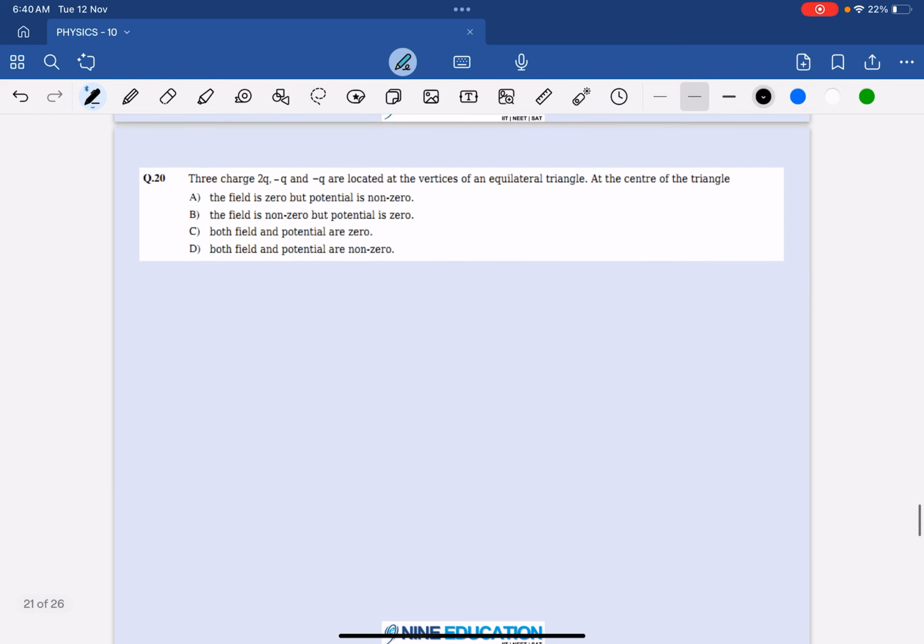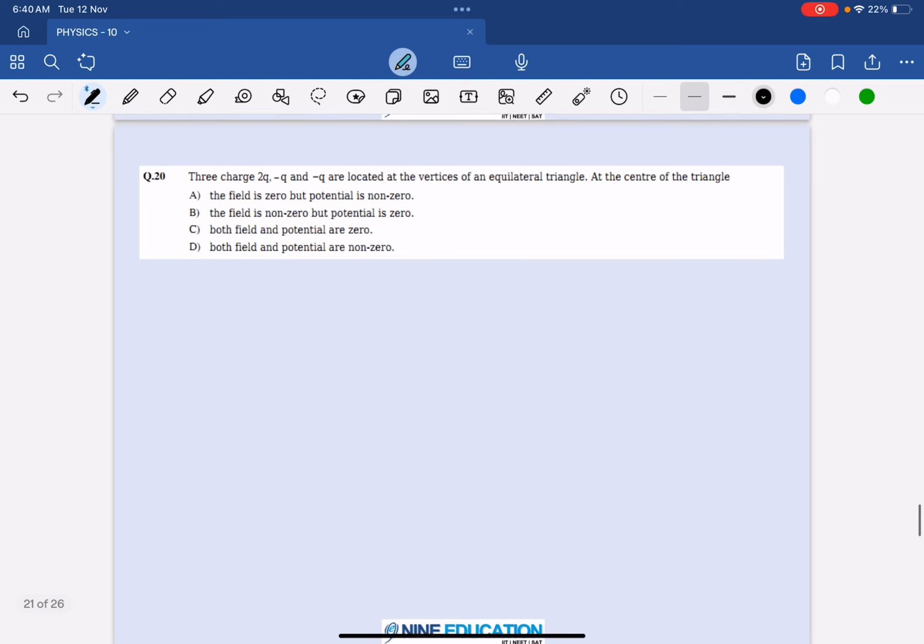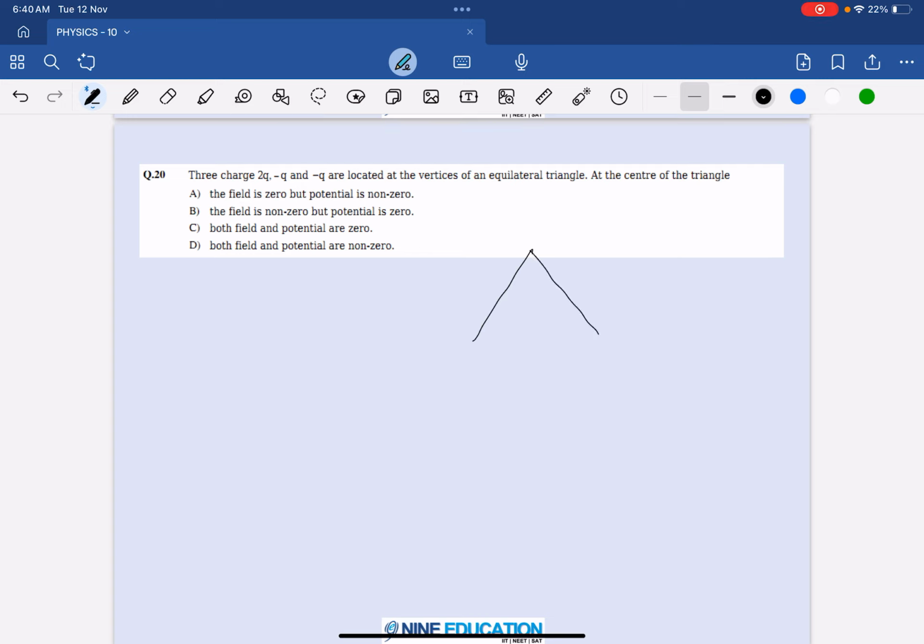What is question number 20? Question number 20 says 3 charges 2q, minus q and minus q are located at the vertices of an equilateral triangle. So let's say we are going to take an equilateral triangle and we are able to see that there is 2q and there is minus q and there is a minus q. Alright, sir. So we are able to see that at the center of the triangle, the field is 0, but potential is non-zero. Achha, potential is going to become 0 at the center.